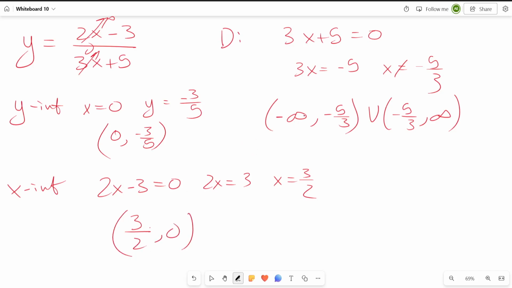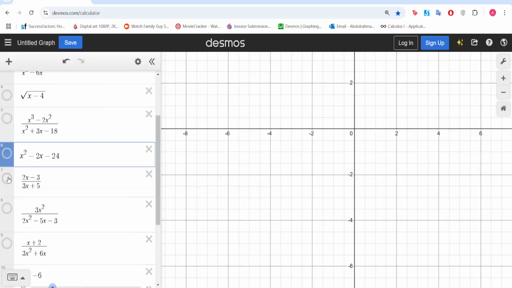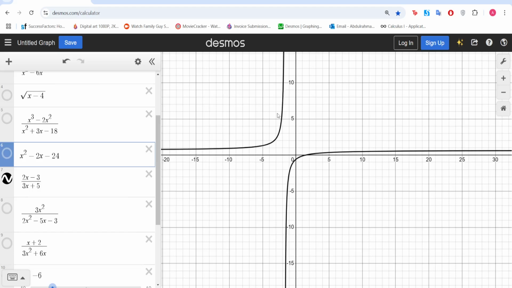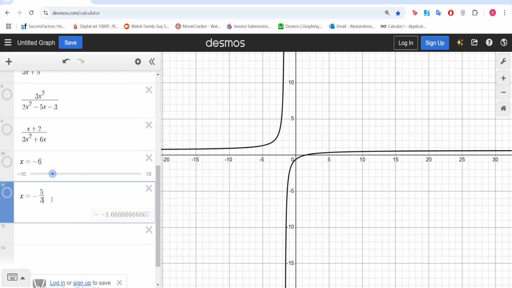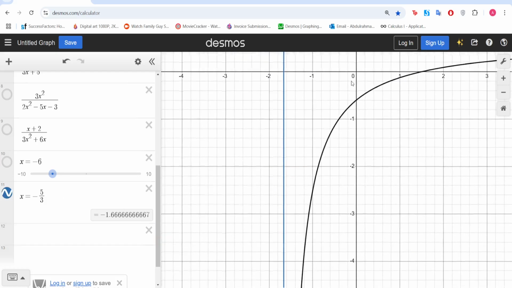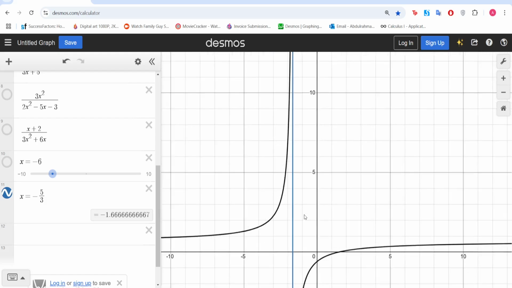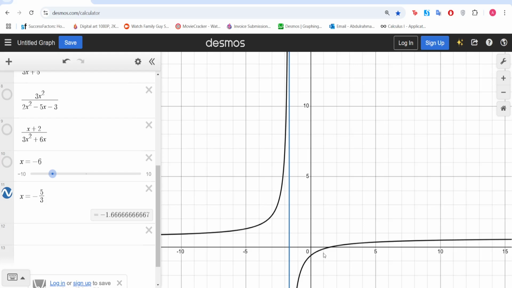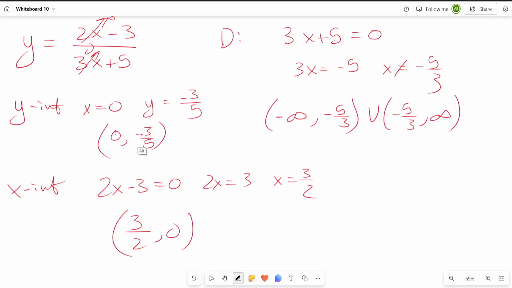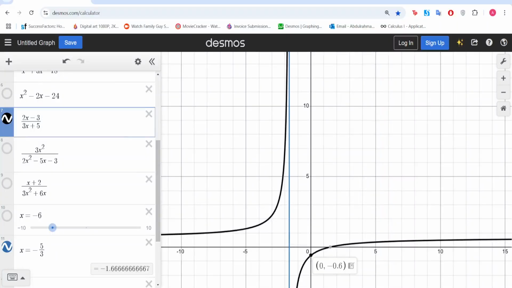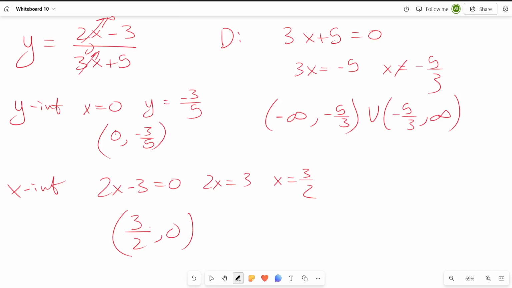So let's check that. Our domain is everything except minus 5 over 3. So if we plot it, if we graph minus 5 over 3, we are going to have a vertical asymptote basically, or the graph is never going to touch this line. This shows that we are correct. Our y-intercept, we calculated it as negative 3 over 5, which is negative 0.6. That's correct. Our x-intercept was 3 over 2, which is 1.5, and that is correct as well.